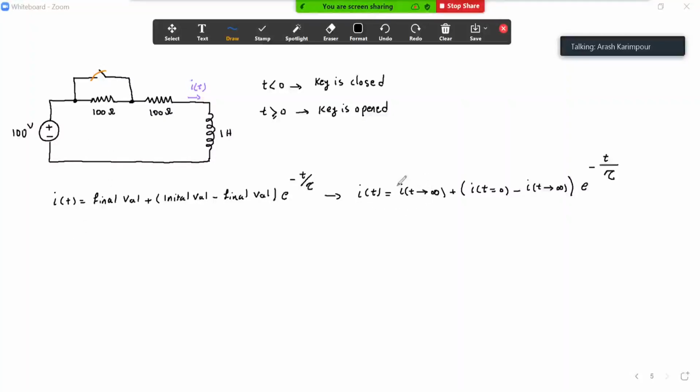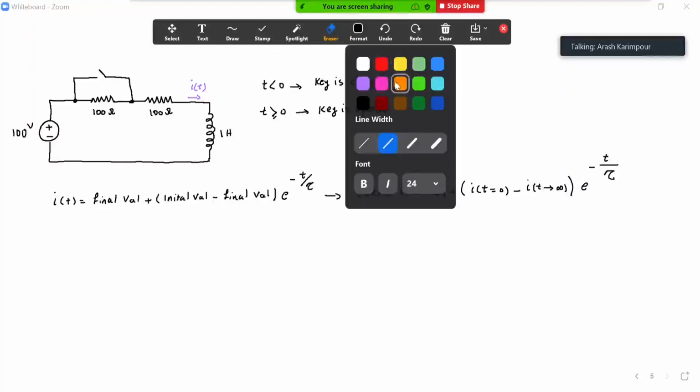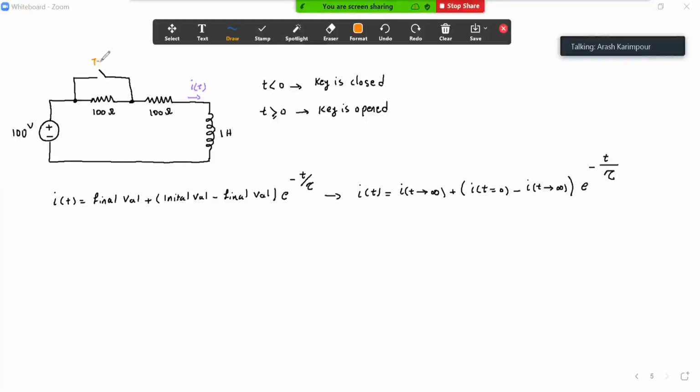First of all, let's see what's happening at the initial condition. At the very initial condition, I open that key, and the key becomes open. So that's the initial condition at t equals 0. It was closed for a very long time, and we open it at t equals 0. The condition at t equals 0 negative is just before we open the key. Right before we open the key is our initial condition.